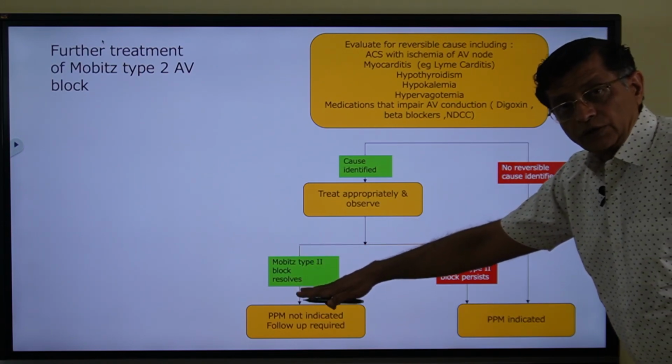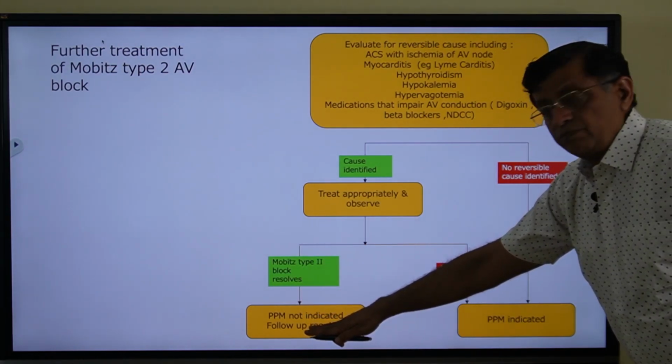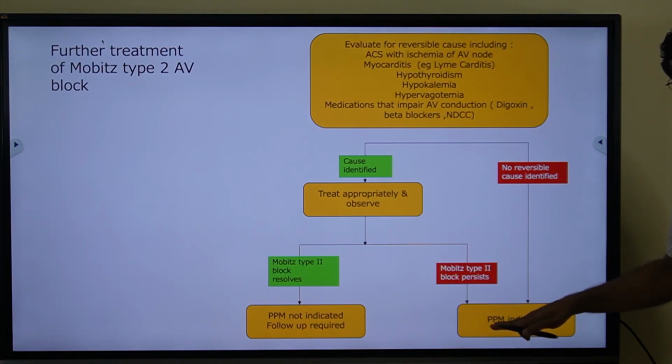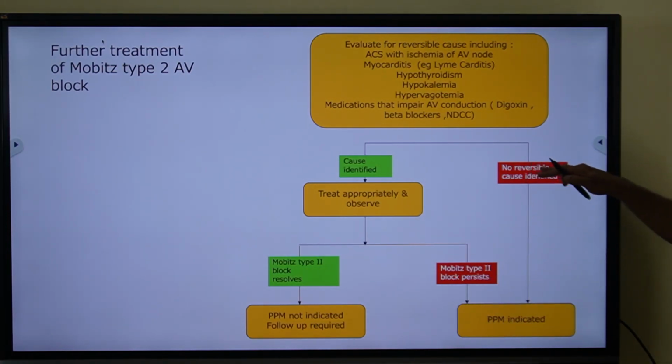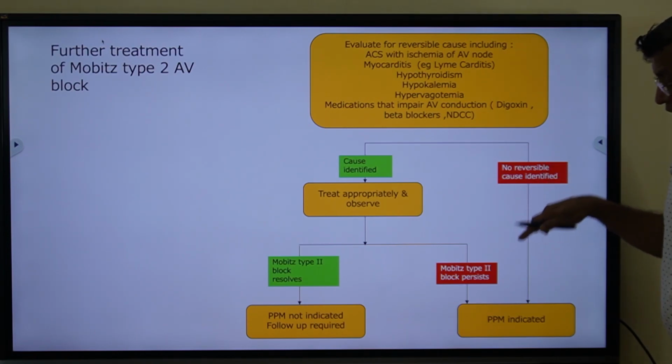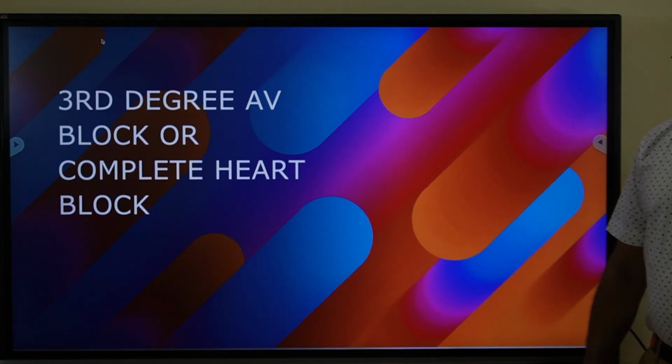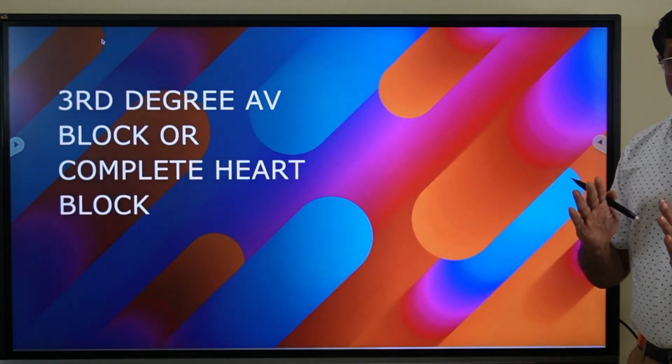If the block resolves, then observe; PPM is not indicated. While if it persists, then a permanent pacemaker is indicated. While if you don't find any reversible cause, then the patient requires a permanent pacemaker. So that was about the Mobitz type 2 AV block.